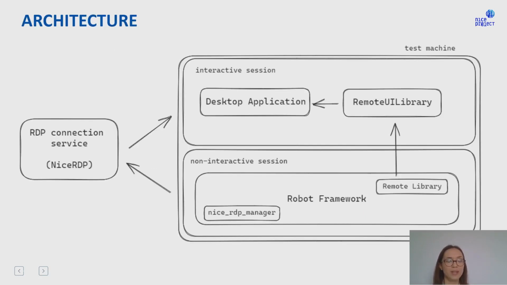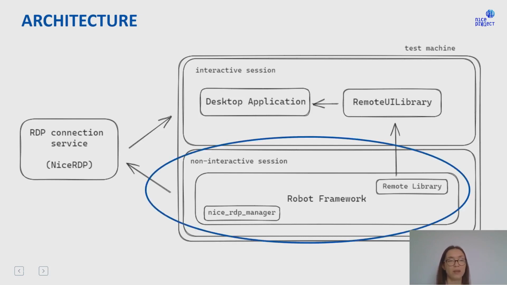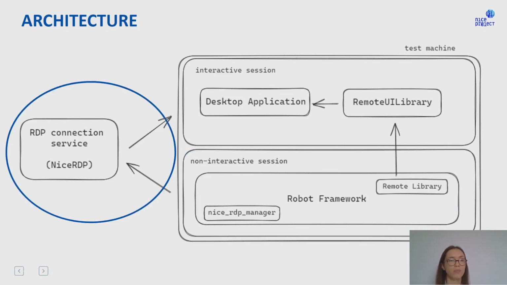Next, I would like to explain the architecture of our solution for testing desktop applications. In this explanation, I will walk you through the steps performed in the GitLab pipeline. When the GitLab pipeline is triggered, a non-interactive session is initiated on the test machine. The test is then started, and in the test setup, a post request is sent to NiceRDP to initiate a remote desktop connection with the test machine.